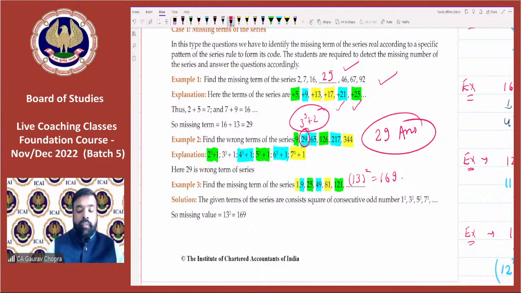So that is why after 9, the gap should be 13. After 13, the gap should be 17. And automatically after 17, the gap is 21. So once we know the gap, we can easily find the next number. So we calculated 16 plus 13 and we got 29 as the result. Okay.